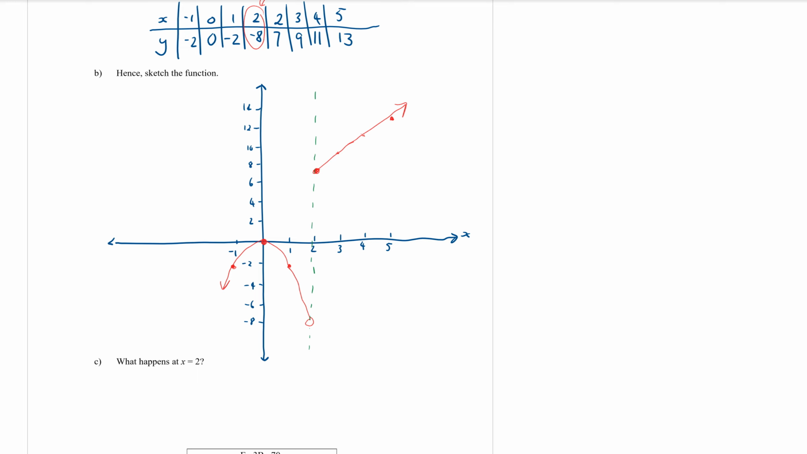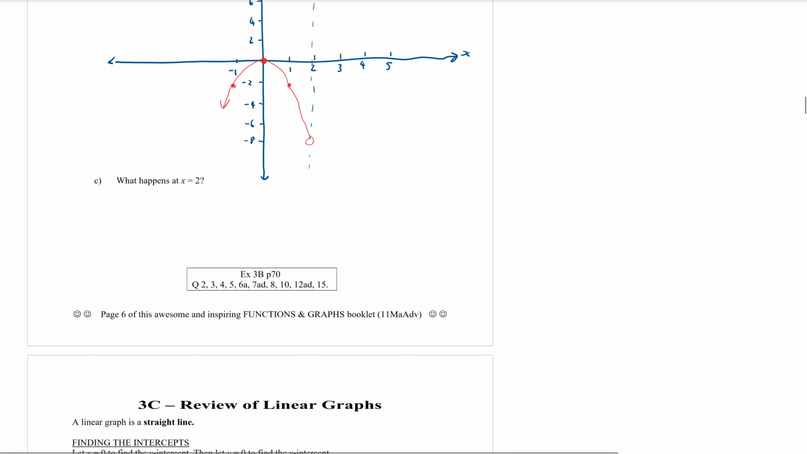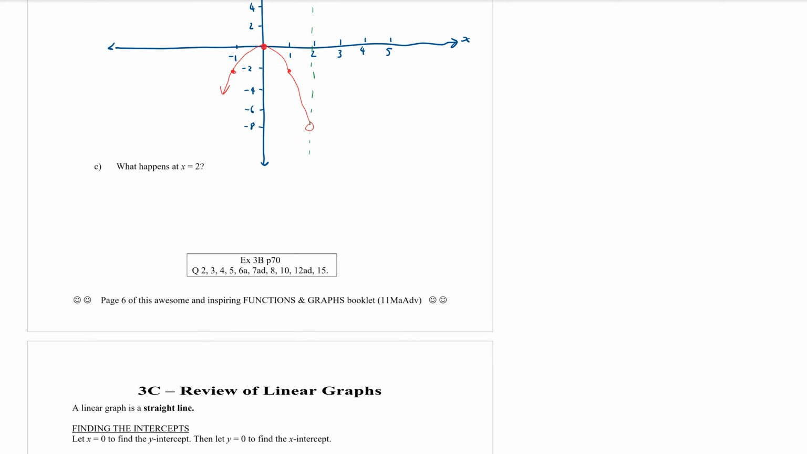Now this question here is like question 15, your very last question. Okay, this is the harder type of question that you're going to have to do. So your question 15 here, it's like that one there.